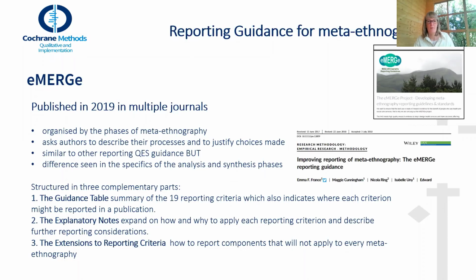It's similar to other reporting guidance in a way, but the differences are seen in the very specifics around the analysis and synthesis phases, because that's where meta-ethnography most differs. We've borrowed the other phases, around searching and developing the focus of your review, but meta-ethnography itself is really only about that synthesis approach. There are also explanatory notes that expand on how and why each reporting criterion applies, and describe further reporting considerations. And then there's an extension section about how to report components that won't apply to every meta-ethnography. So there are those three components.